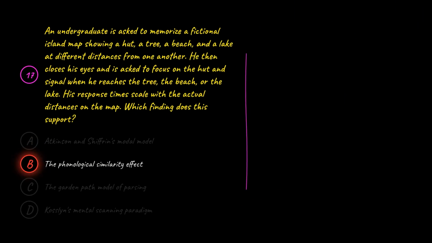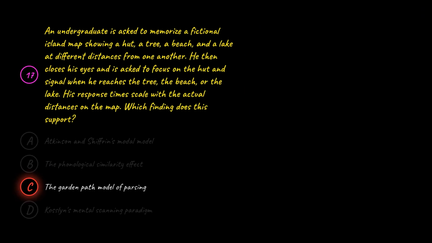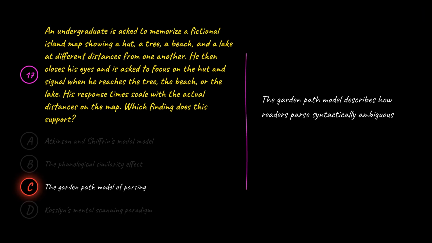B is wrong because the phonological similarity effect concerns confusions between similar sounding words in short-term memory, not visual scanning of imagined maps. C is wrong because the garden path model describes how readers parse syntactically ambiguous sentences, an entirely different topic from imagery. Mental scanning is the cognitive operation of moving attention across a remembered visual scene, much like traversing a real physical space.